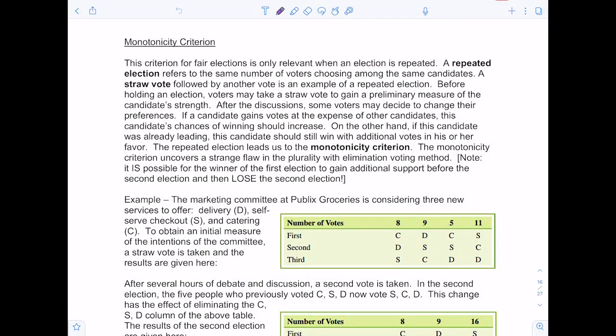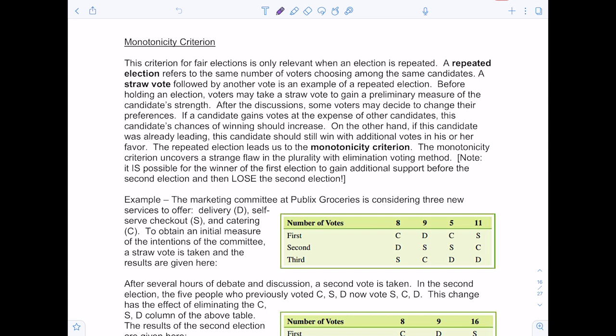Hi everyone, and welcome back to part 2 of section 14.2, which uncovers some flaws in the voting methods. In the last video, we looked at a criterion called the head-to-head criterion, and we said that the only voting method that does not have the potential to violate the head-to-head criterion is the pairwise comparison voting method. What we're going to look at now is a criterion called the monotonicity criterion.